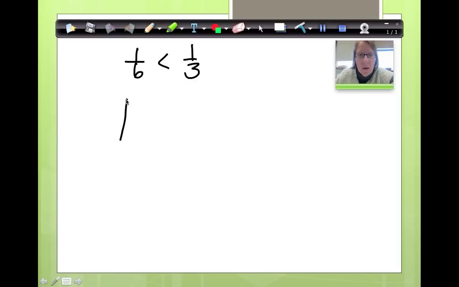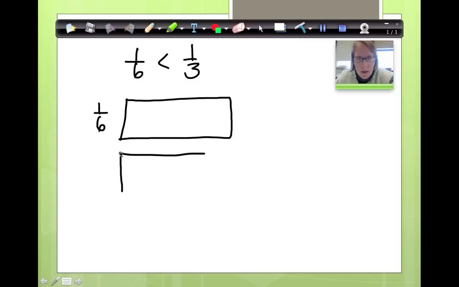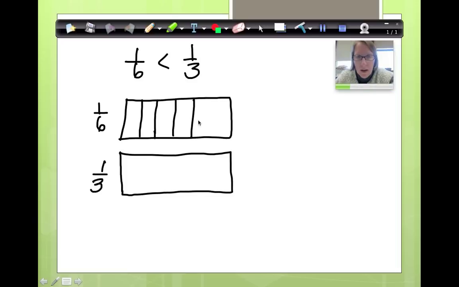I'm going to make a strip, and then I'm going to make another strip. This is going to be 1/6, and this one is going to be 1/3. I'm going to try to make my strips just about the same size, because remember, making them different sizes means you can't compare them very well, can you? So here we go. If I cut it into thirds, just kind of eyeball it, then if I cut this third in half, I cut this third in half, I made it pretty equal.